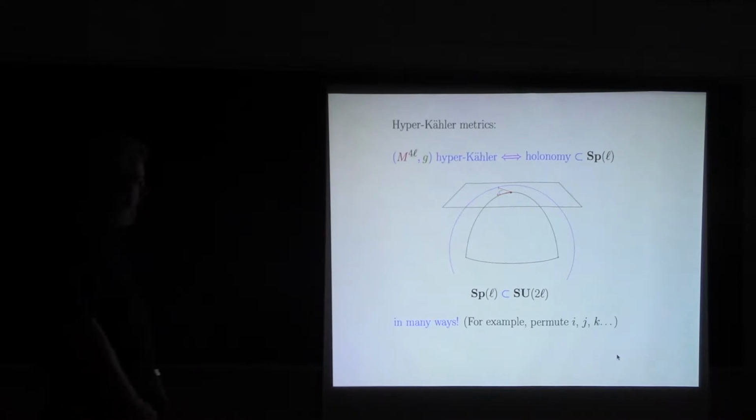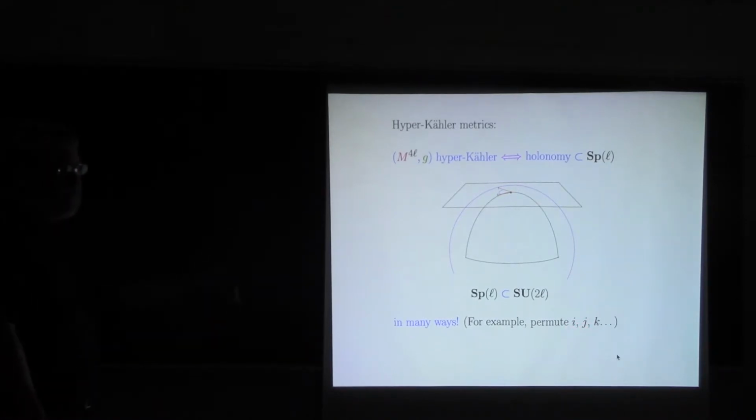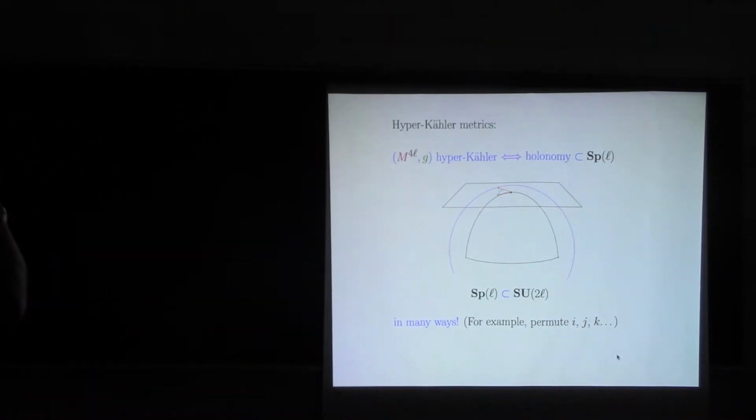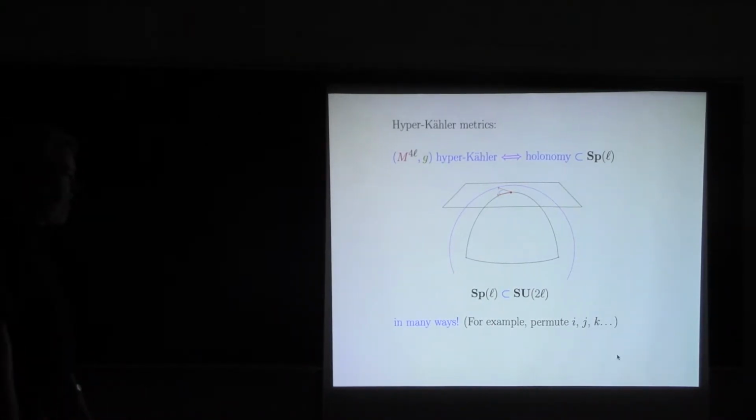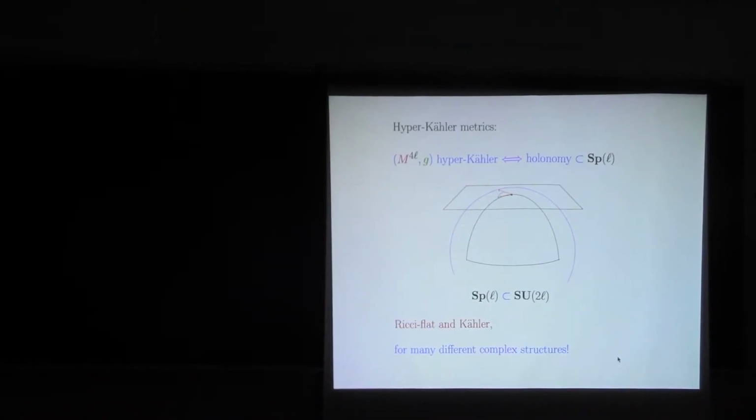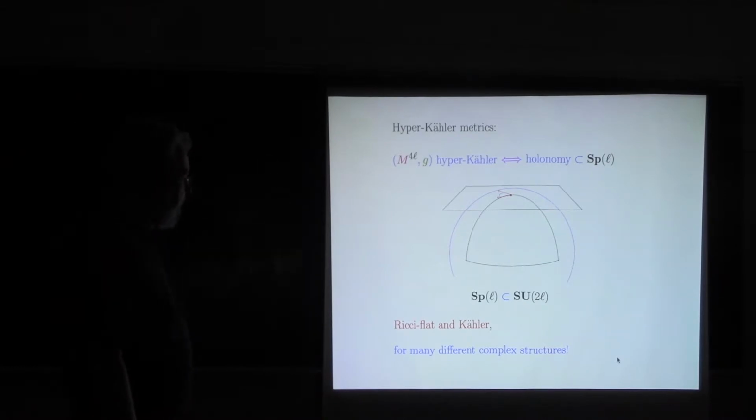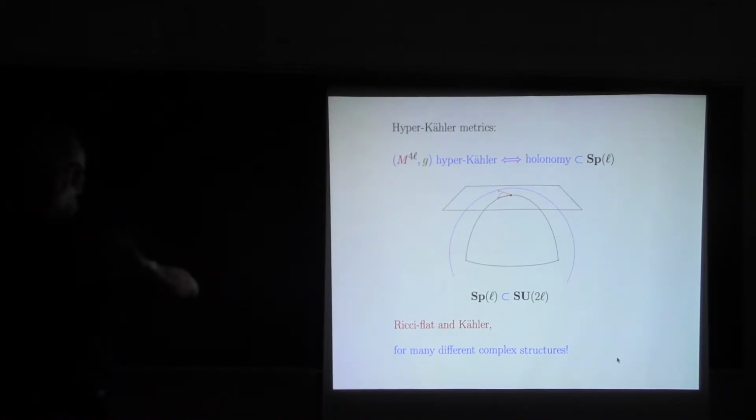typically in many different ways. In particular, among the quaternions I, J, and K, you have a choice of which one you think of as the complex number i. And that would give you different ways of thinking of this as sitting in the standard special unitary group. So in fact, a hyperkähler manifold is a Kähler manifold in many different ways. There's an entire 2-sphere's worth of different complex structures it carries, corresponding to the different quaternions that have square equal to -1.